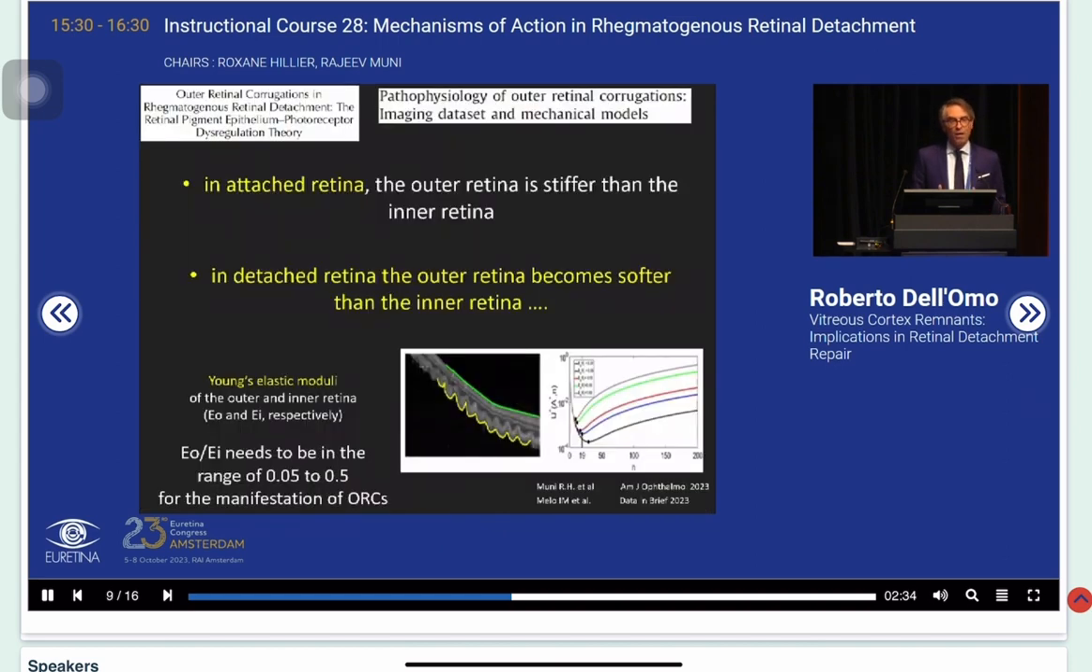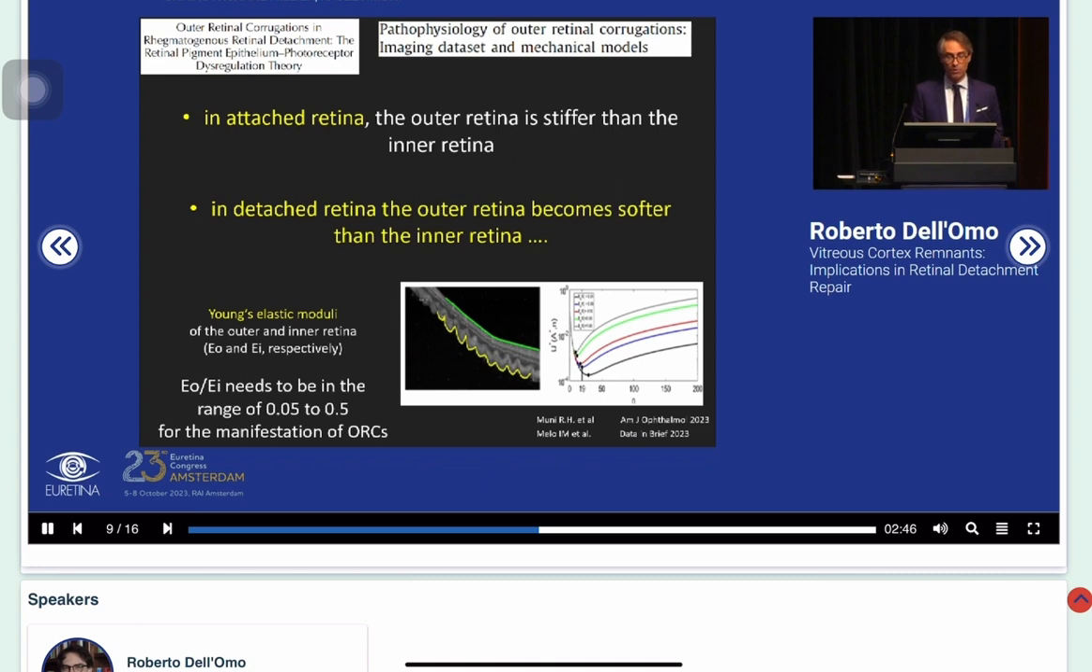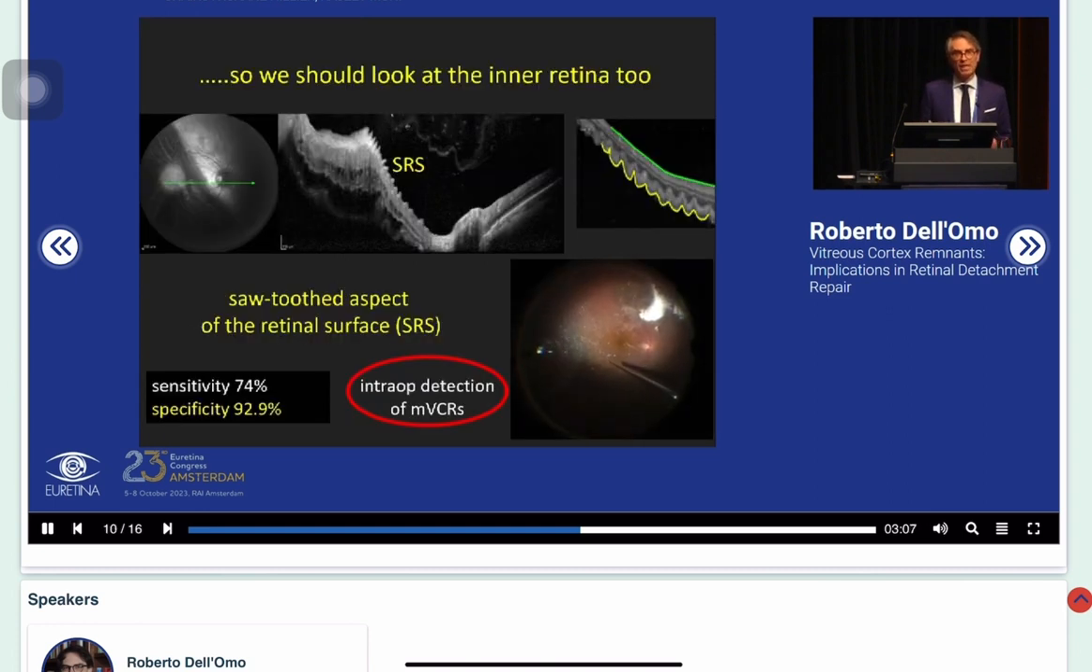We also know that the stiffness of the attached retina, regarding the inner and outer layers, is different from the stiffness and the elasticity of the outer retina and inner retina when the retina is detached. And Dr. Mooney's team has taught us that there is a ratio between the elastic modulus of the inner retina and outer retina that is very important to consider when we study the outer retinal corrugations. So we thought that looking at the inner retina too could be important.